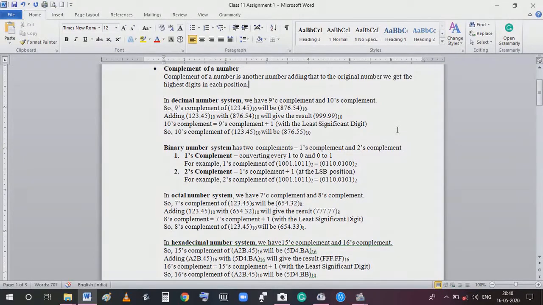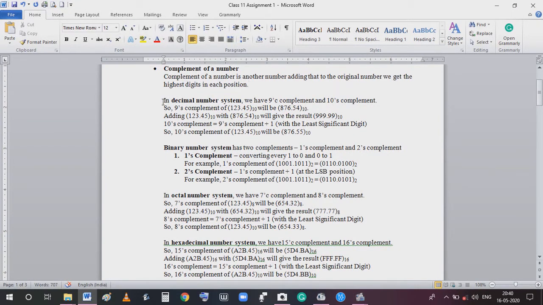We are discussing the complement of a number. What is a complement of a number? As it is written over here, a complement of a number is another number that you can get, and this number added to the original number will give us the highest digit in each position. Let us see some examples.